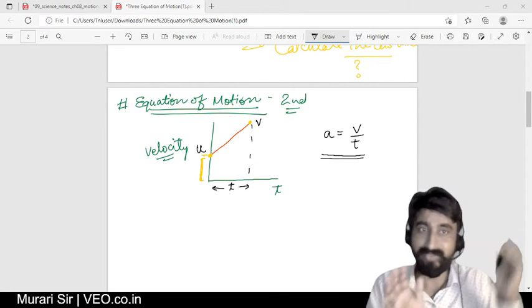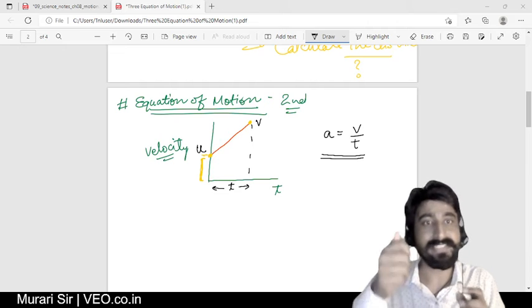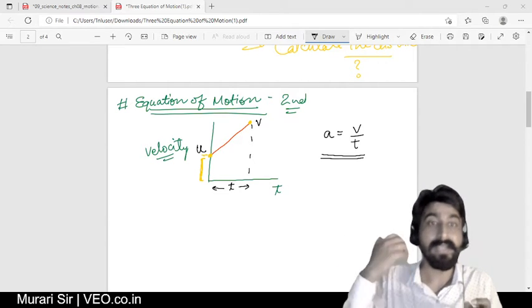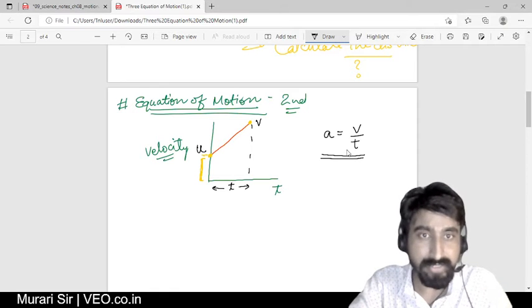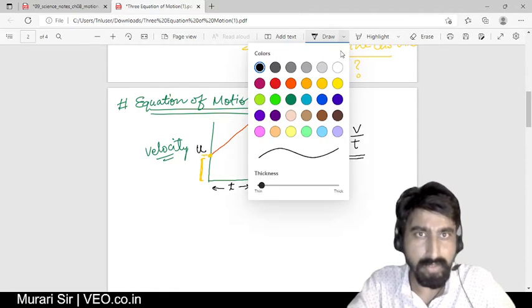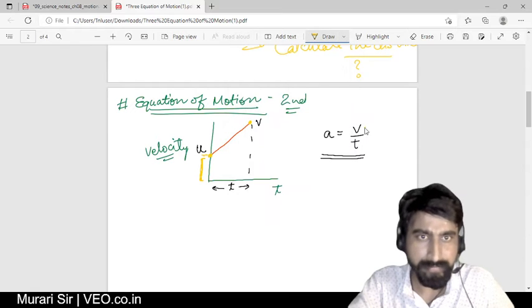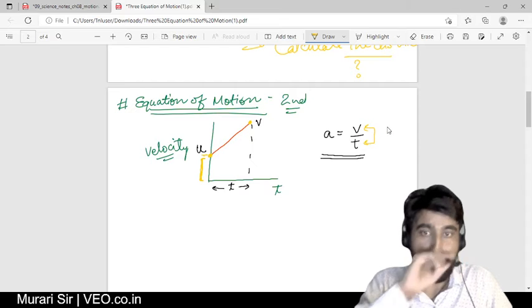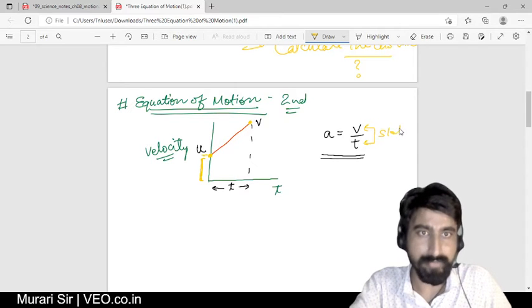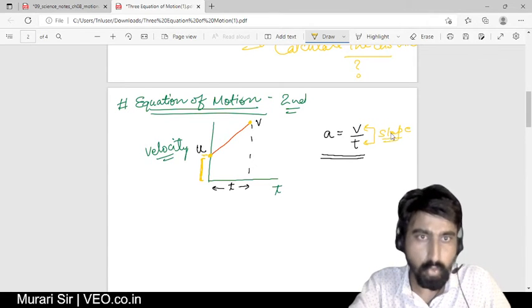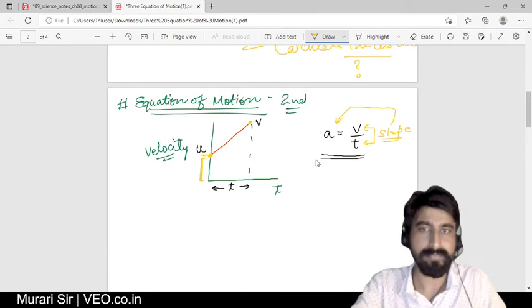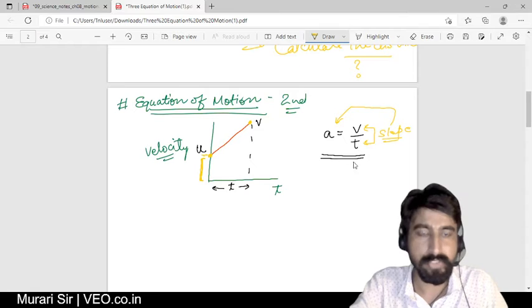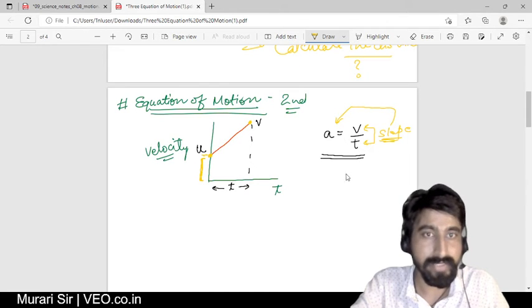That means change in the velocity gives you acceleration. If it is increasing, it is acceleration. If it is decreasing, then it is retardation. Perfect. By the definition, if I draw a graph between velocity and time, then the slope of that graph, you have to remember this, will tell you acceleration.